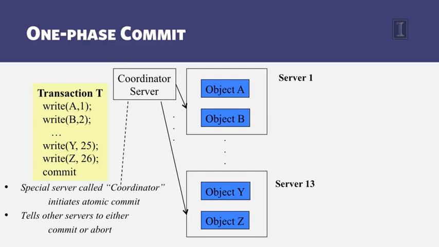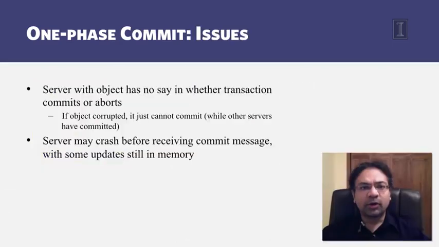The coordinator server is a special server that initiates the atomic commit and simply tells the 13 servers involved here, hey, why don't you commit your object updates from transaction T? If something goes wrong from the transaction side, if the transaction T wants to abort, then it tells the coordinator server to abort, and the coordinator server then relays to the servers that they should abort their updates from transaction T to their objects. So what's the problem with this?